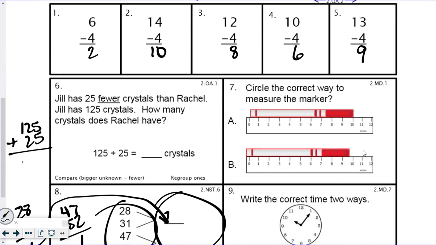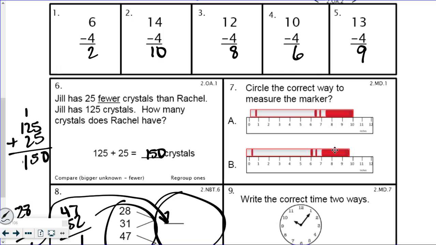Jill having 25 fewer crystals than what Rachel has. And so she has 125. And so to figure out what Jill has, we've got to add. So 5 and 5 is 10. Regroup the 1 ten. That's 5 tens and 100. So that means Rachel has 150 crystals. If I take away 25, then I have how many Jill has, which is 125.